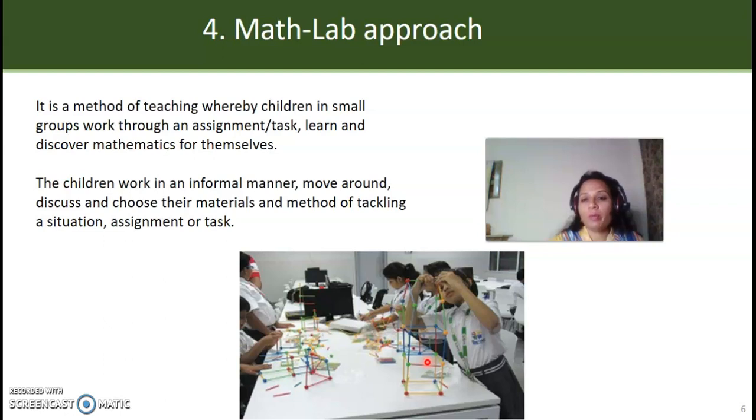If there is no math lab in your school, can you generate some ideas or talk to your management about how you can establish a small math lab in your school for the children?